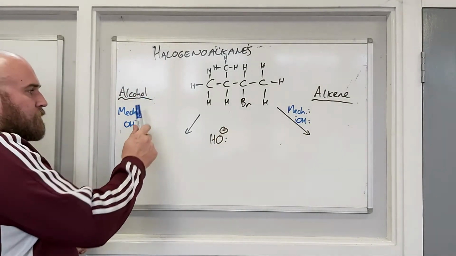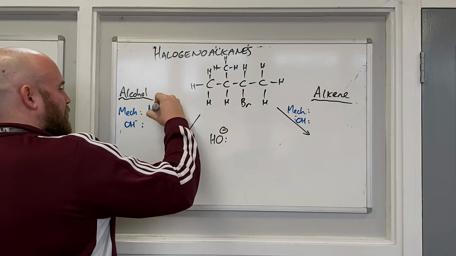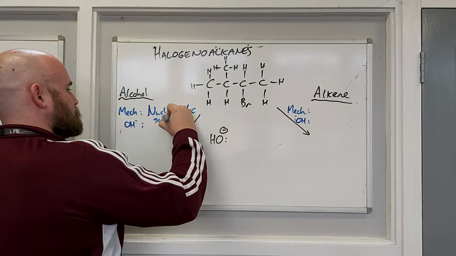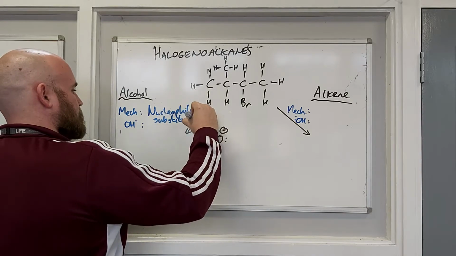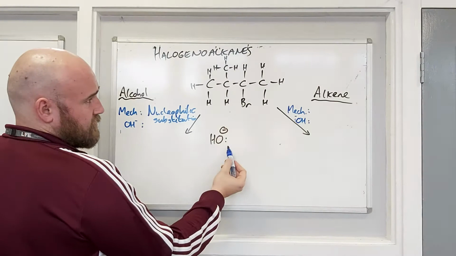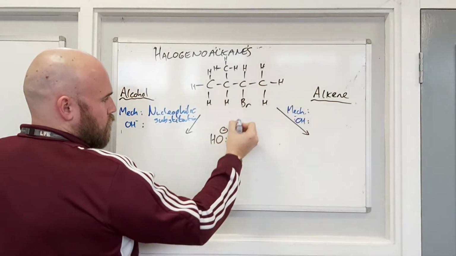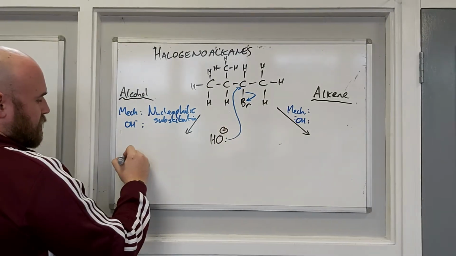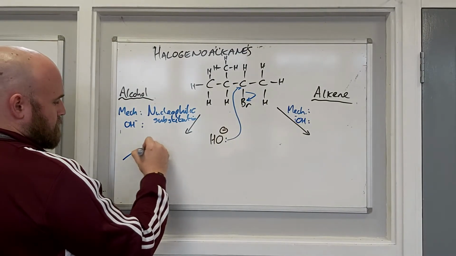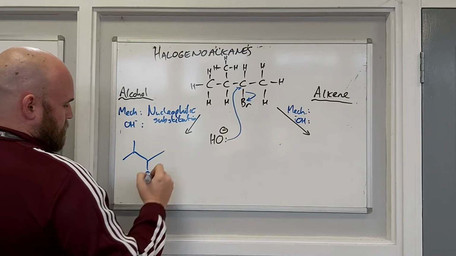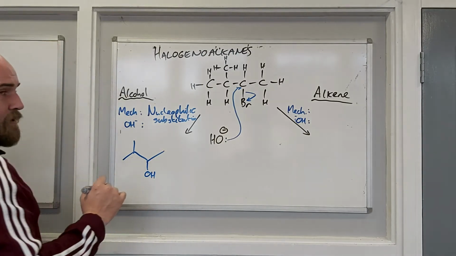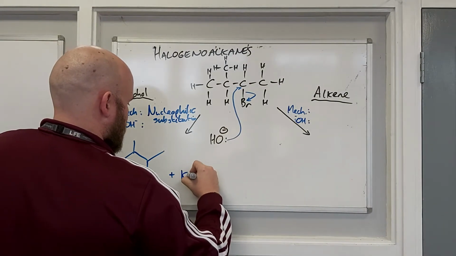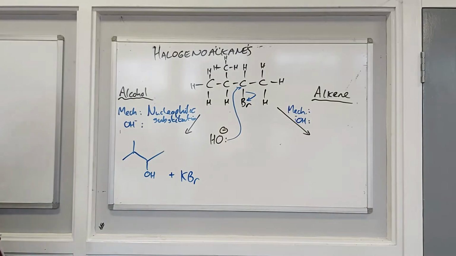So the alcohol is formed via nucleophilic substitution. Again, I'm just going to demonstrate that. Here's my hydroxide ion, here's my halogenoalkane. So I'll end up with this product. I'll use skeletal form to save space. So you end up with that, and because you're using potassium hydroxide, you'll end up with KBr as a product. And I'll let you figure out the equation from that.